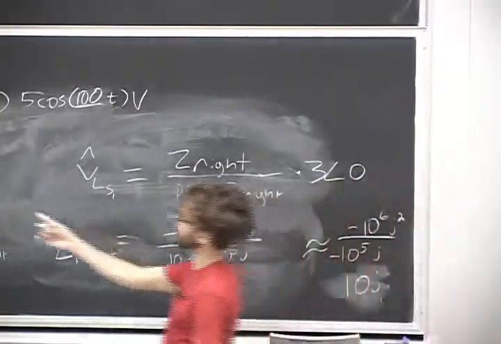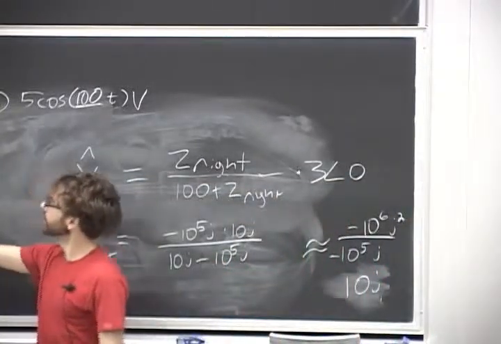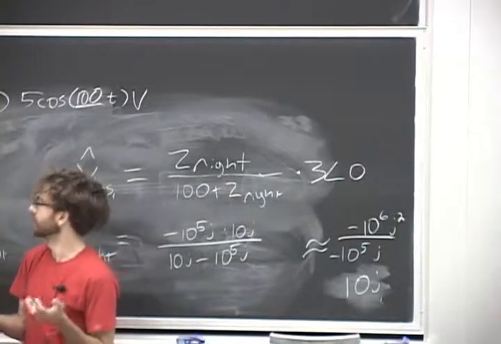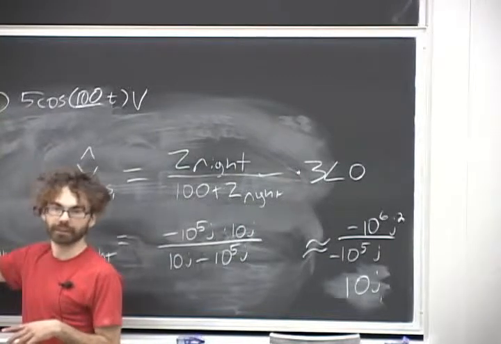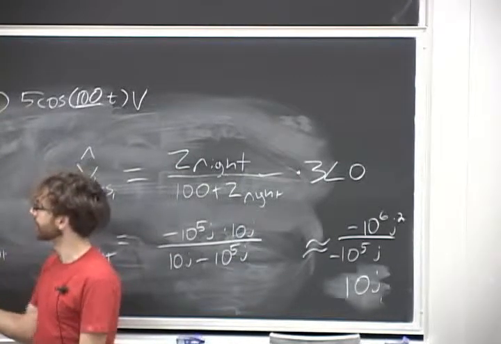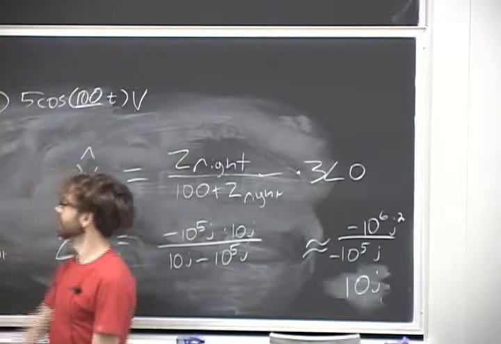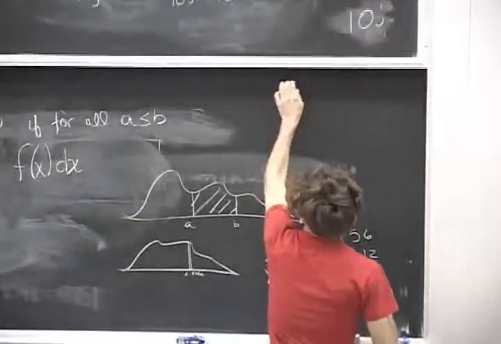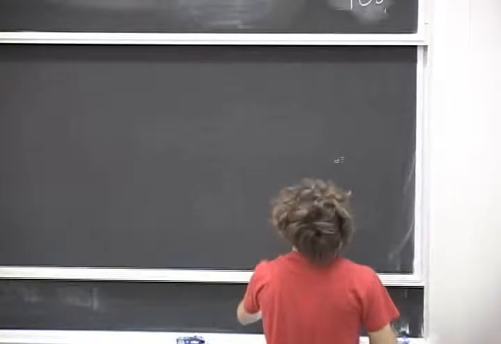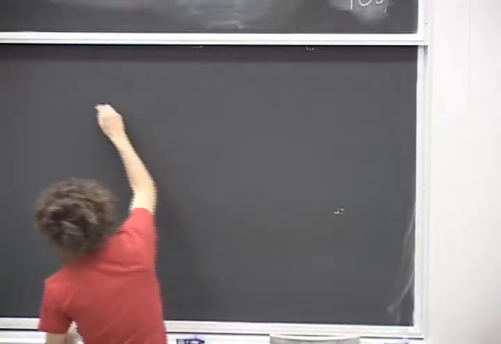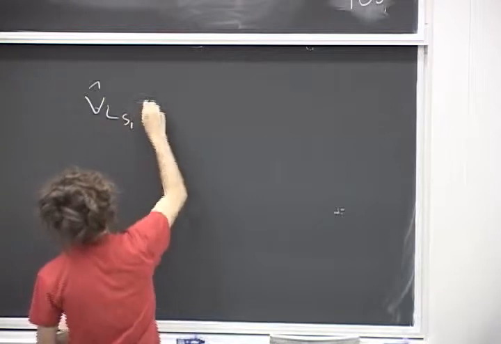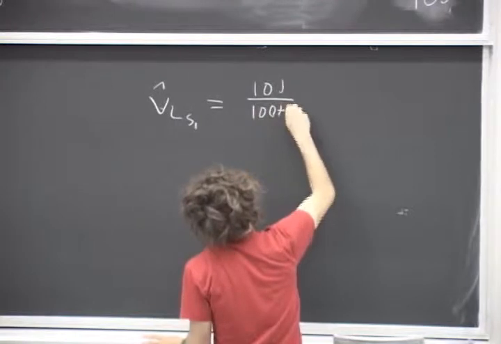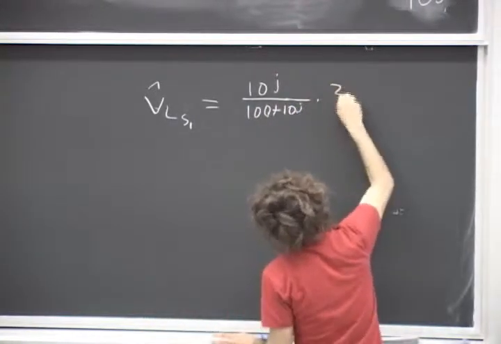Basically we have these two things in parallel here, and the magnitude of one is a lot smaller. You may remember, if you take two resistors, like a 1 ohm and a 100,000 ohm, in parallel they look just like the small magnitude one. The same thing holds true here. Take these two things, put them in parallel, 10j, roughly. So that's Z. All of that means that V hat L S1, for the left source, is just going to be 10j over 100 plus 10j times 3 angle 0.